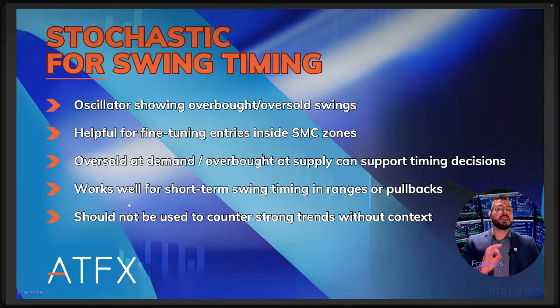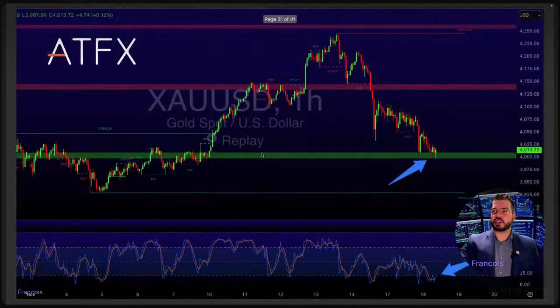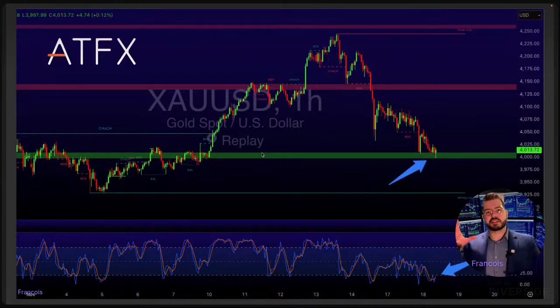It's especially popular for short-term swing timing. So all my scalp traders out there, and I'm one of them, for scalp traders this is specifically a very useful tool. Now, how do we use this in conjunction with price action? Number one, stochastics can assist us in timing entries better.